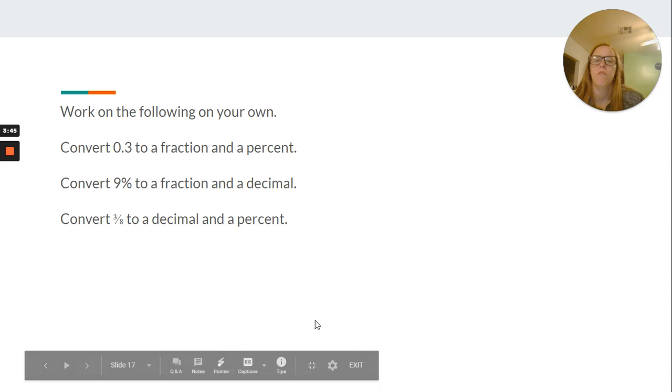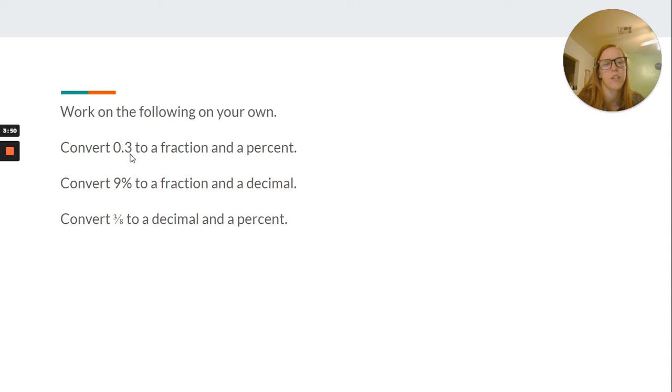So first we have 0.3 to a fraction and a percent. Well, 3 is in the tenths place, so the easiest fraction to make it would be 3 over 10, or 3/10. And then percentage is pretty easy to make it to 30.